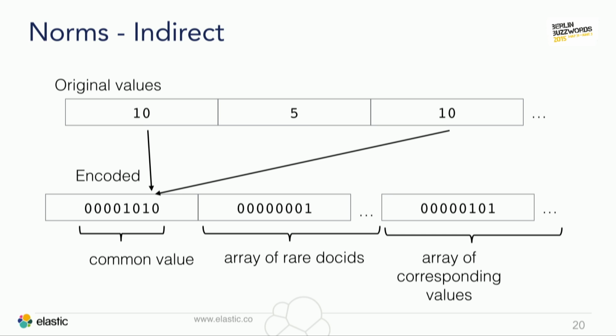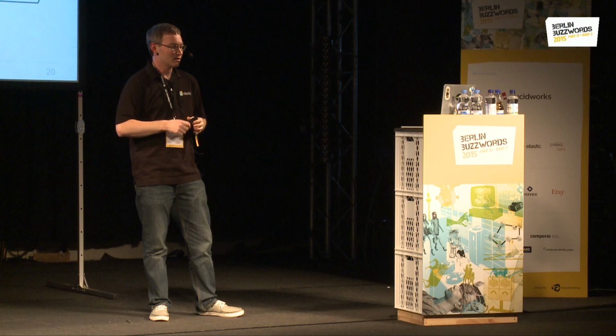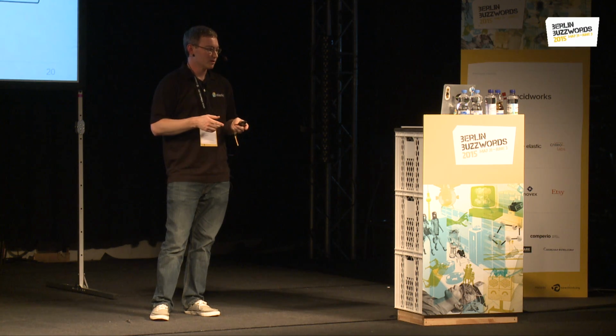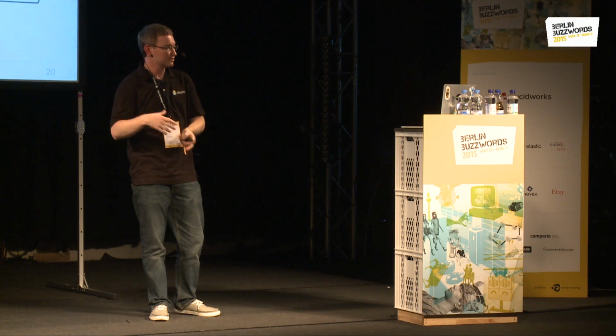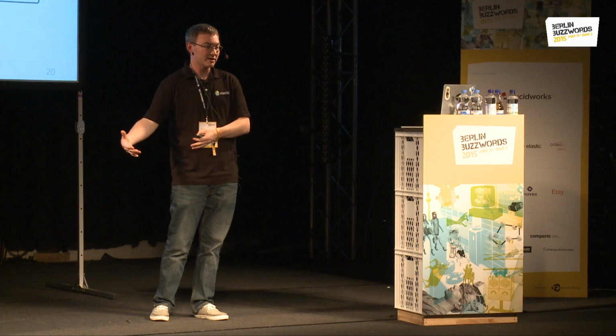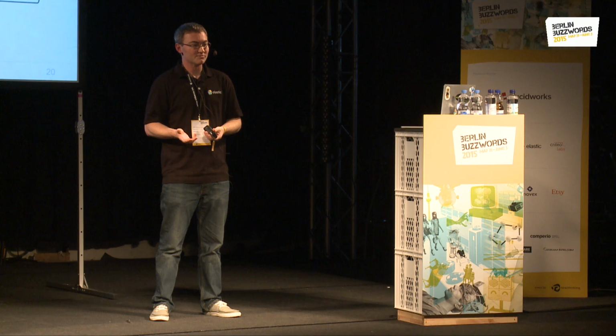And then this indirect is going to have 2 arrays. So we start out with, first of all, the array of the doc IDs that had a value that wasn't the common value. And so here, our document 1, right, this is zero-based indexing, so our second document did not have 10. So this is the uncommon value, and so that was our first document that we encoded in our array of rare doc IDs, and then we have a corresponding array that matches it element for element with the actual value that document had.